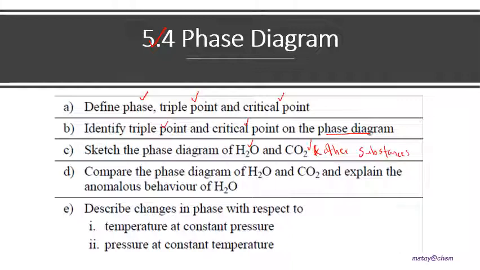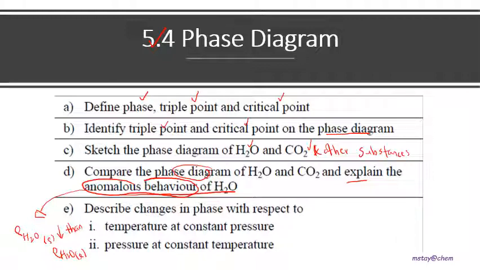Then based on the phase diagram, we are going to look for the differences and also be able to explain the anomalous behavior of water. The anomalous behavior here basically refers to the density of ice being lower than the density of water.